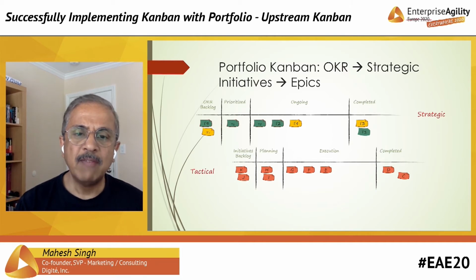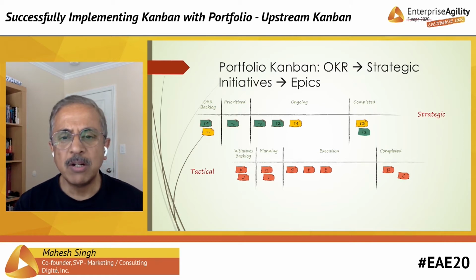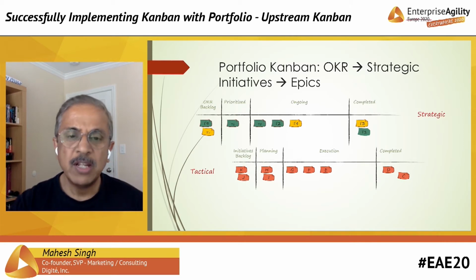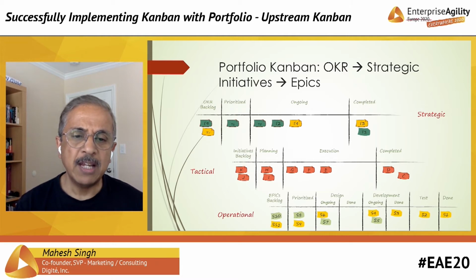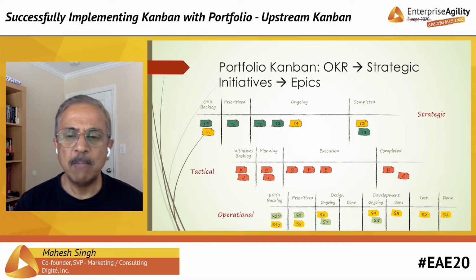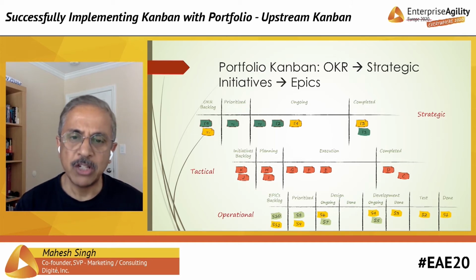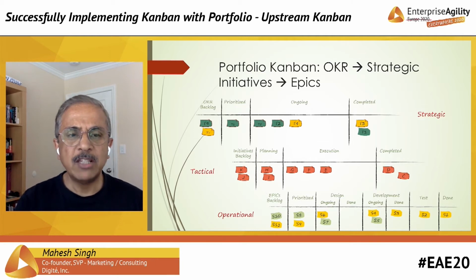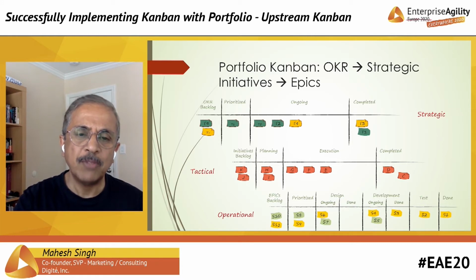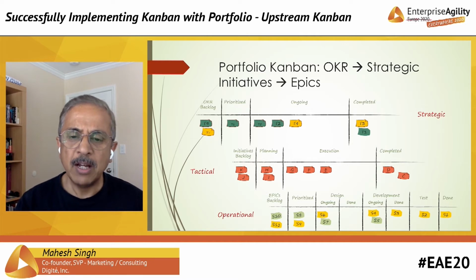You may have a tactical level where you're managing the strategic initiatives, and perhaps have a somewhat similar workflow that manages those initiatives. And then at the lowermost level, at the epic level, you might have a more detailed workflow where you're tracking the definition, prioritization, and completion of these initiatives. And all of these are connected with each other, where you have specific OKRs which are being tracked through specific strategic initiatives, and each of those initiatives will have one or more epics that are being worked on by different teams in order to complete those initiatives.